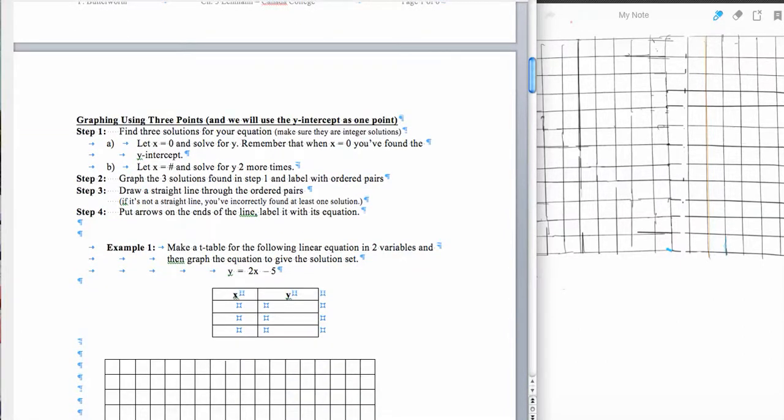Any 2 points define a linear model, but it's best that you use 3 at all times because if 1 point's off, then the whole thing's off. So we're going to find 3 solutions, 3 points, ordered pairs that satisfy our equation. The best one to start out with is that y-intercept. And remember, when x equals 0, we solve for y, we found the y-intercept.